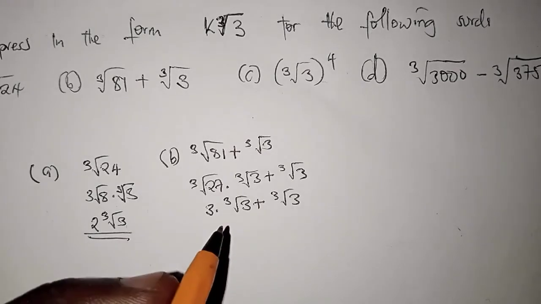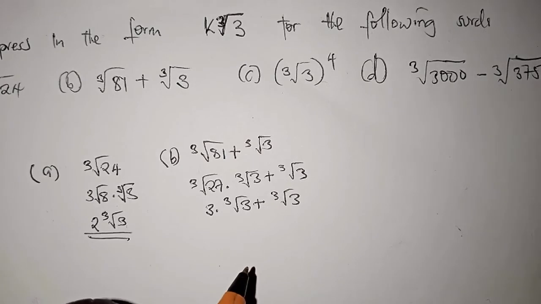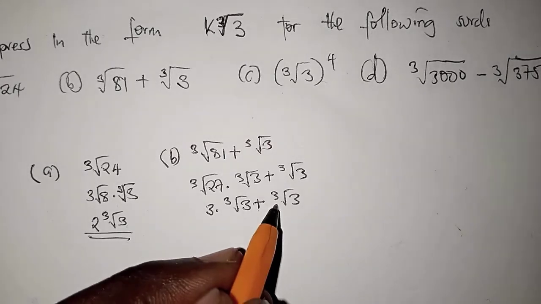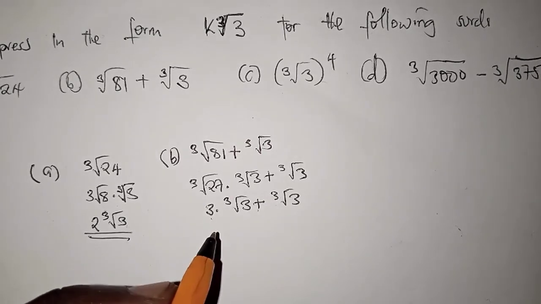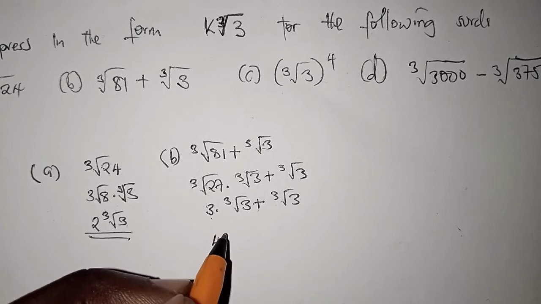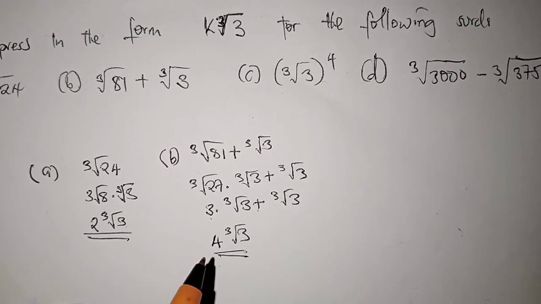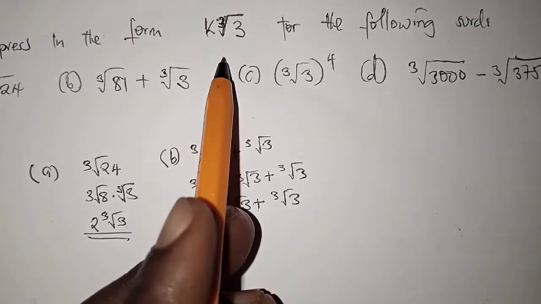So if we check here, the surds are like terms, so that means we can add them, since we have an addition sign there. Here we have a coefficient of 1 and there we have a 3. So when you add 3 plus 1, you're simply going to get 4 cube root of 3. So even this one has been expressed in this form.